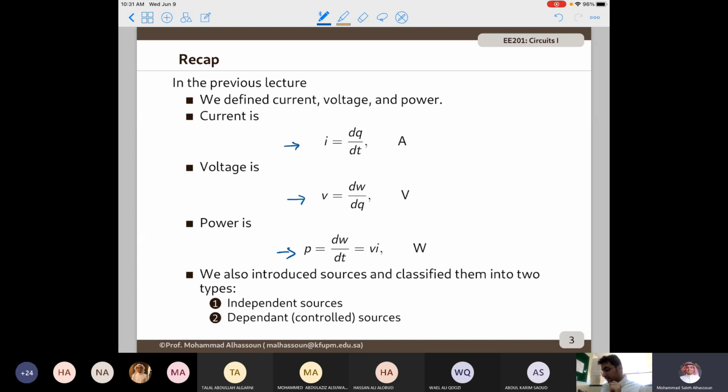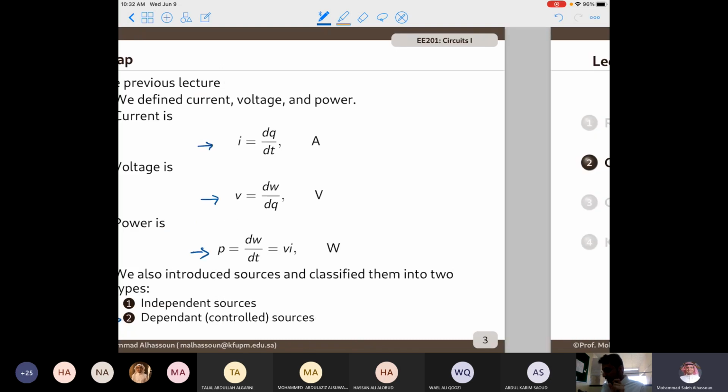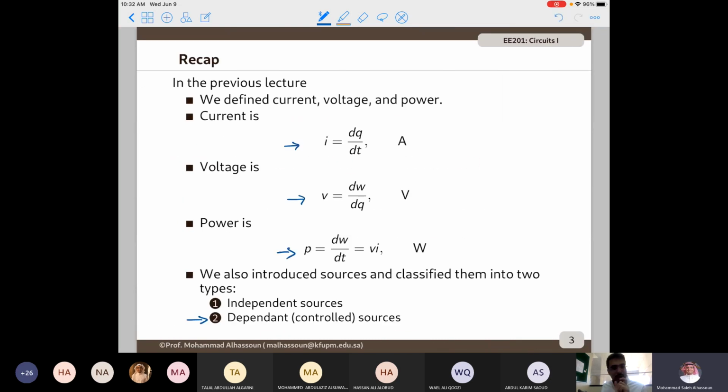The other class is dependent sources, or controlled sources. Those sources also have constant values, but the value of the source is actually determined by another quantity or another parameter in the circuit. We'll see them in actual circuits, inshallah, next lecture.